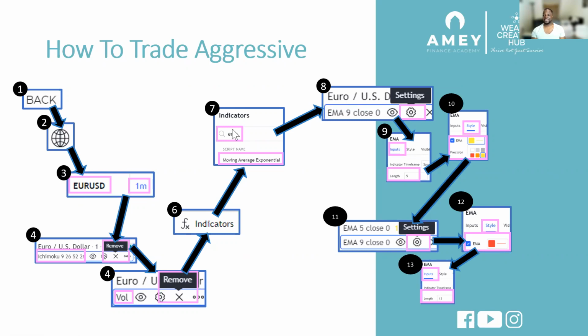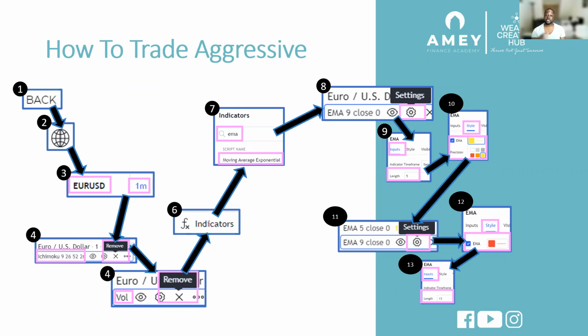You're going to add the EMA twice. So you're going to click EMA, type in EMA, it's the moving average exponential. Add it twice. The settings for the first one, you go to settings, so go over it, click settings, set the input as 5. The style is yellow. Then the second EMA, you go to the cog there, settings, change the style to red and the input to 13. That's where you can know you've got the moving averages there.